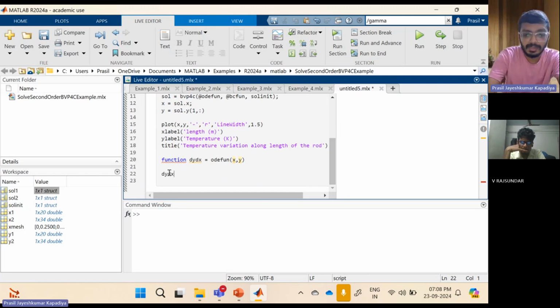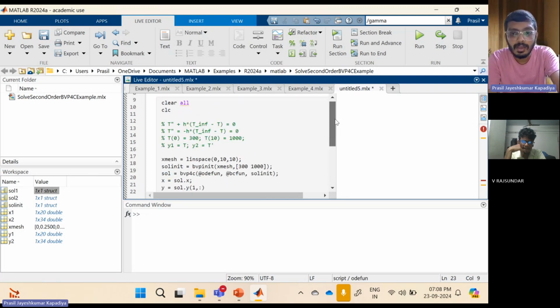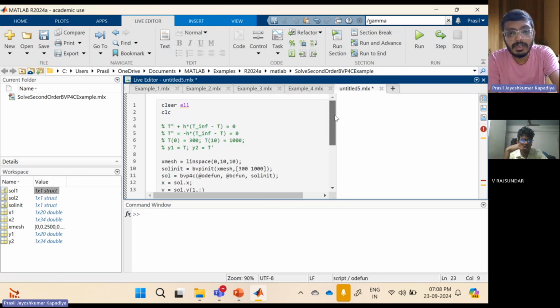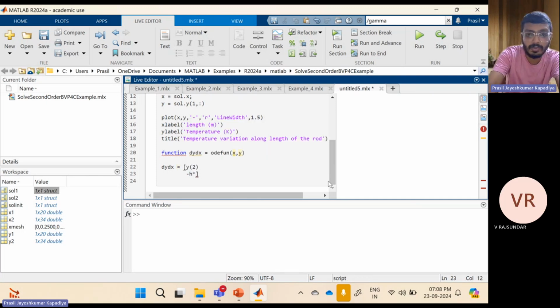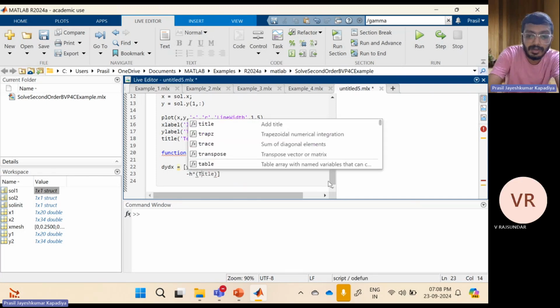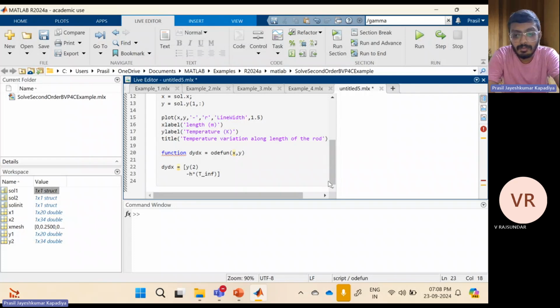So my dy/dx is equal to, first will always be y of 2, and my second term will be minus h into T infinity minus T. So minus h into T underscore infinity minus T, meaning y of 1. Okay, so this is my equation.